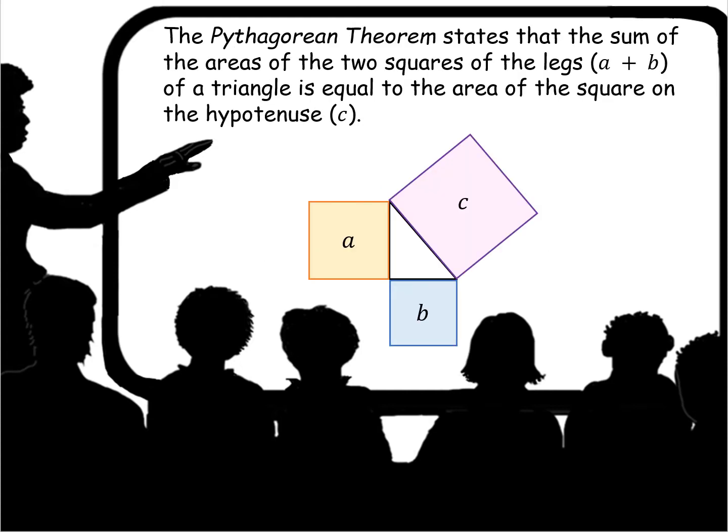The Pythagorean theorem states that the sum of the areas of the two squares of the legs, a and b, of a triangle is equal to the area of the square on the hypotenuse. Look at the graphic below. When they talk about the square, it's the square that's formed off of each of the legs.